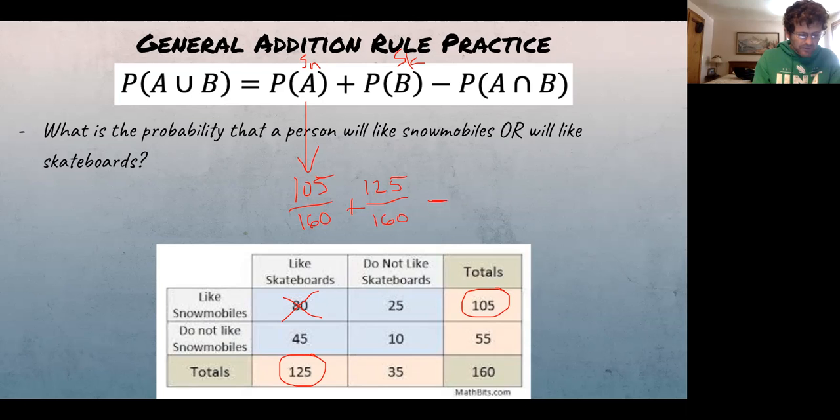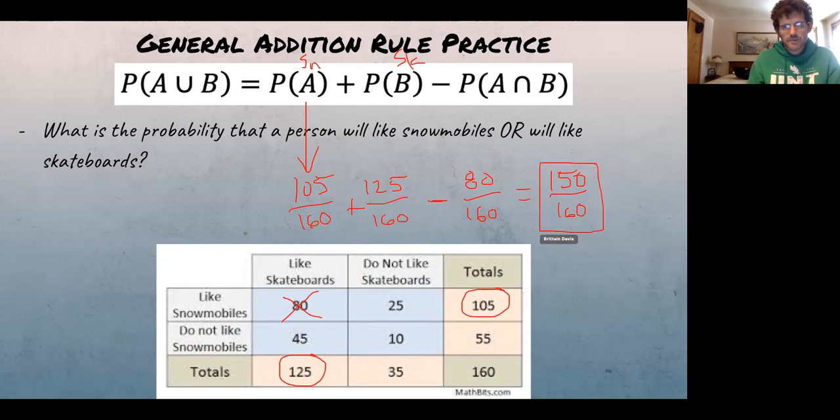Now, the probability of liking both is 80 out of 160. So for the probability of both of these happening, luckily it's all the same denominator. So 105 plus 125 minus 80 is, if I'm doing my math right, 150. All right, so there's our probability. And just to see where that came from, that's the probability of those things.